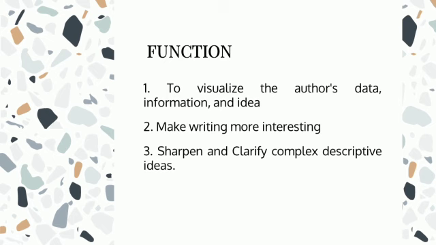Second, make writing more interesting. If a paper only shows a series of letters accompanied with numbers, then the paper will become monotonous to read. However, when there is a graph or table in a part of the writing, the reader will be stimulated to understand it. Why is this important? Because the purpose of writing scientific papers is to be read by other people so that the writing will be more useful.